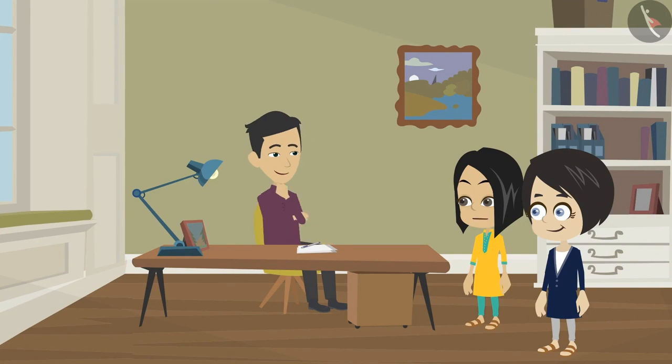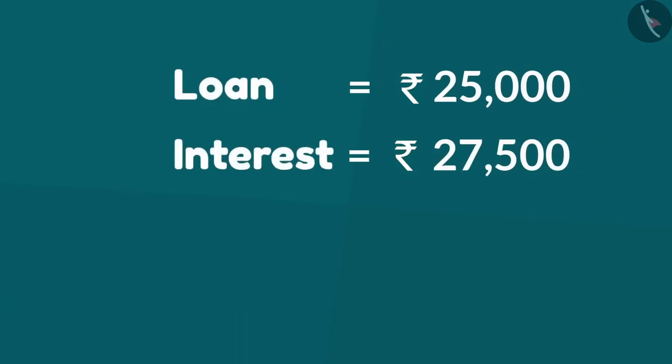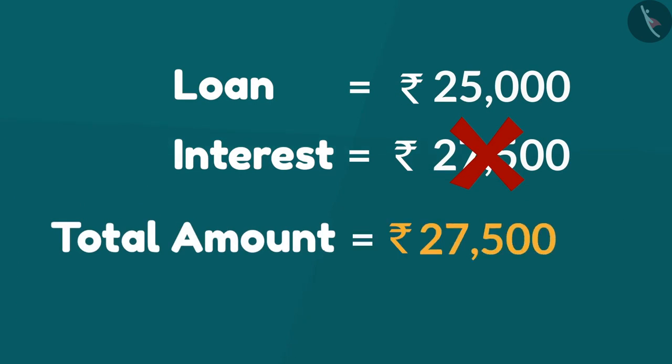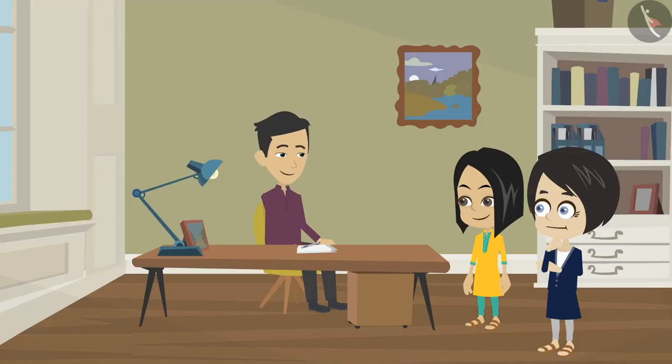Dad, Meena's dad took 25,000 rupees loan. Then why does he need to pay 27,500 rupees as interest? No, my girl, he won't be paying 27,500 rupees as interest. 27,500 is the total amount, which is to be paid along with principal. What does that mean, uncle?